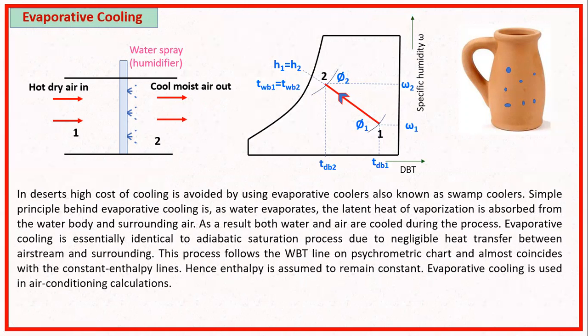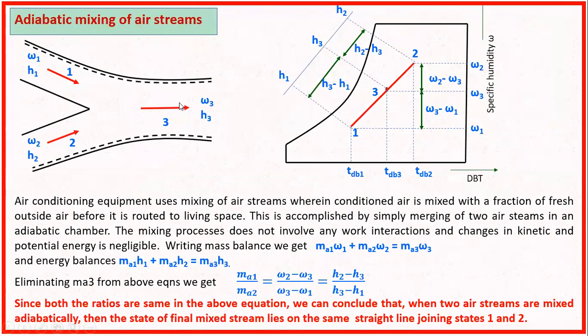The last one is the adiabatic mixing of air streams. Now consider two air streams which are mixed adiabatically in a chamber, an adiabatic chamber. What do you mean by adiabatic chamber? That means whatever the heat content is, it remains the same. That means no heat is lost from the walls of the chamber. It is simply two streams at different characteristics getting combined into a single stream. Here during this mixing process, there will be no changes in the kinetic and the potential energies.